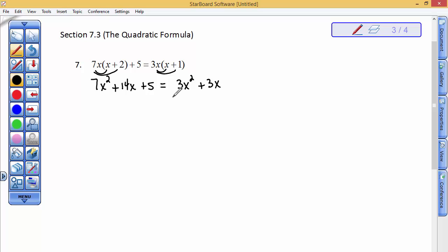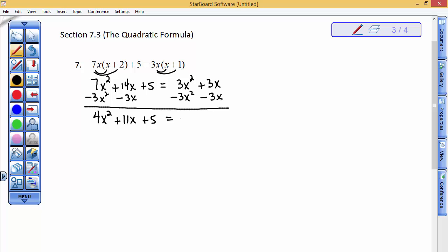So we've got to get 0 on one side. So we'll subtract 3x squared from both sides. And in order to get 0 on this right side, we're going to subtract 3x from both sides. And you would have then here 4x squared plus 11x plus 5 equals 0. And now you would go ahead and put a 4 in for A, an 11 in for B, and a 5 in for C. And I'm going to tell you that when you do that, you get a negative 11 plus or minus, and the number under the radical turns out to be a 41 over 8.